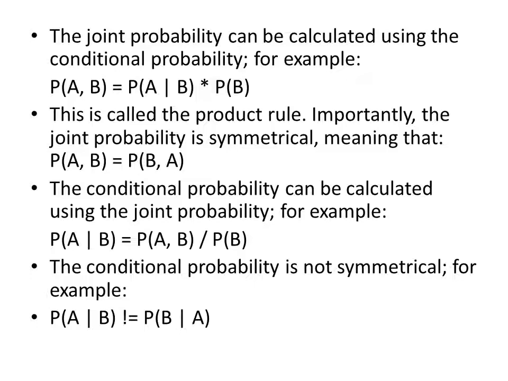Gaussian mixture model. A Gaussian mixture model is a probabilistic model that assumes all the data points are generated from a mixture of a finite number of Gaussian distributions with unknown parameters.